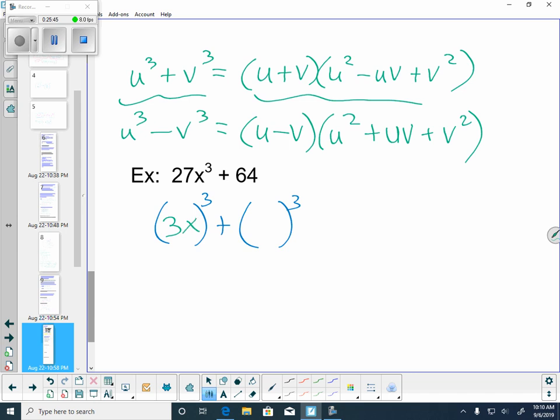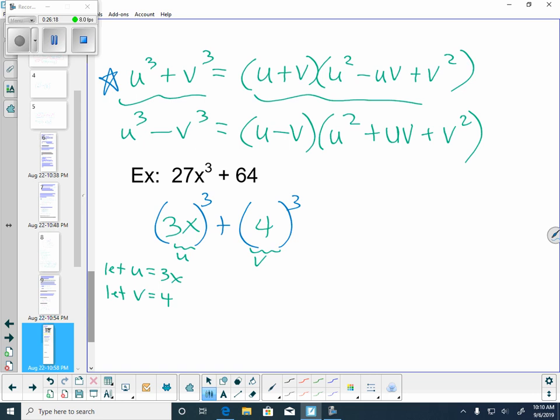All right, and what do I need to cube in order to get 64? Count our way down here. 1, 2, 3, 4. Are we okay with this? So that means that we're going to let u equal 3x. I know it's going to be our u, and this is going to be our v. Let v equal 4. So we are using this formula here, because we're doing a u cubed plus v cubed.